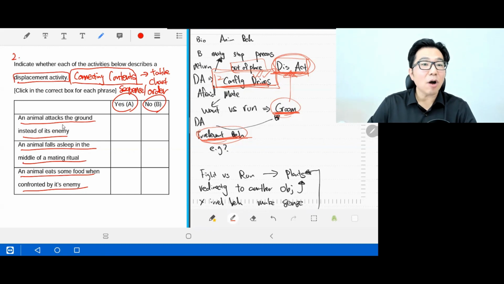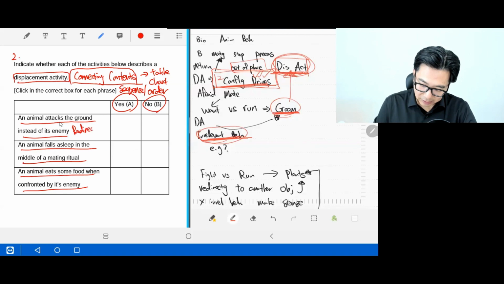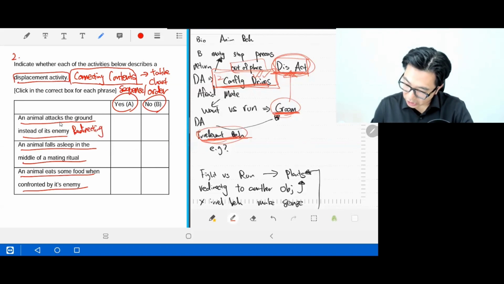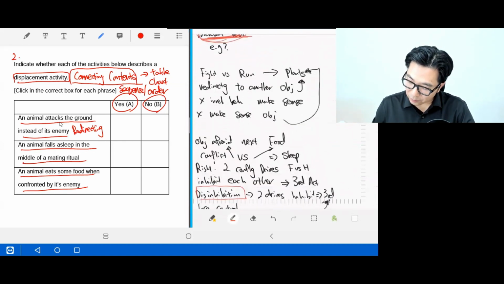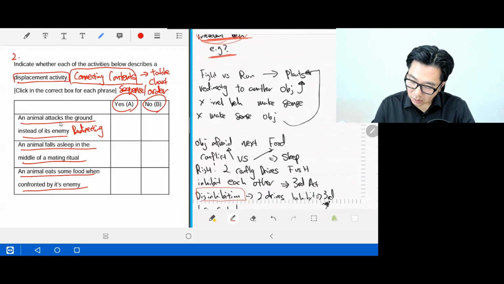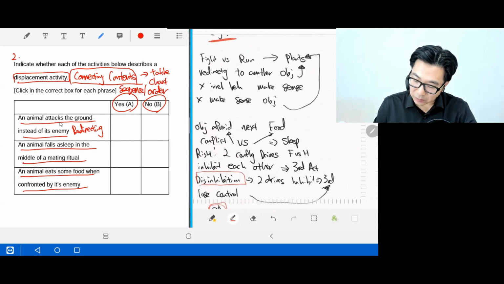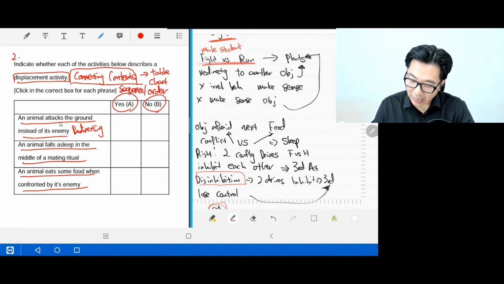Okay, first one. An animal attacks the ground instead of its enemy. So what is this, guys? From last class? Redirecting, right? This is not displacement activities, right? So let's double check from our perfect notes. When the professor asks for another example to tell what the displacement activity is, the male student gives this example of when an animal is conflicted between fighting the enemy or running away from the enemy.